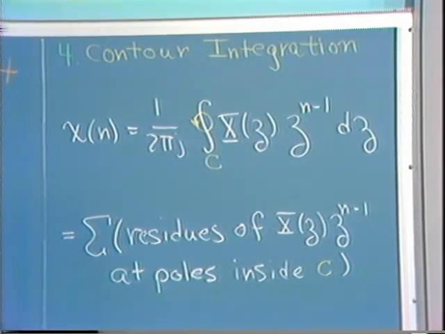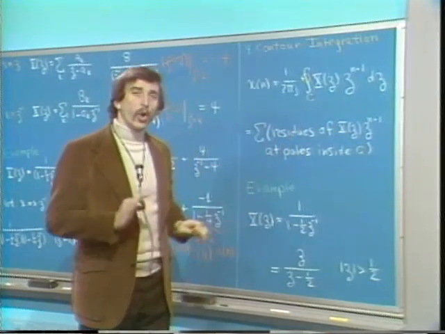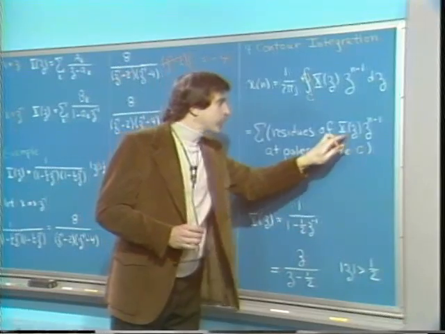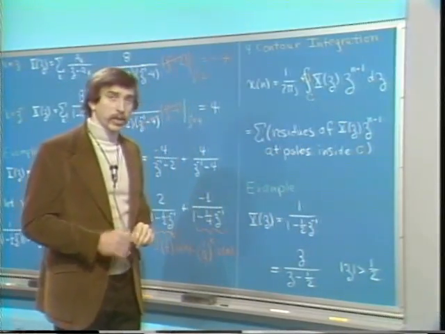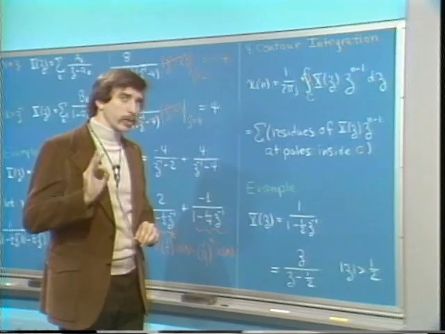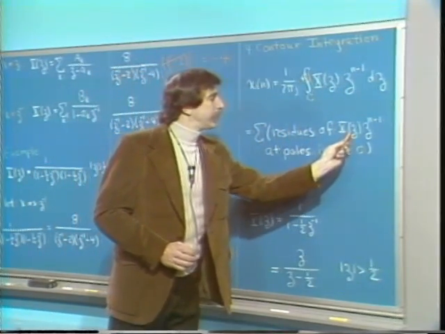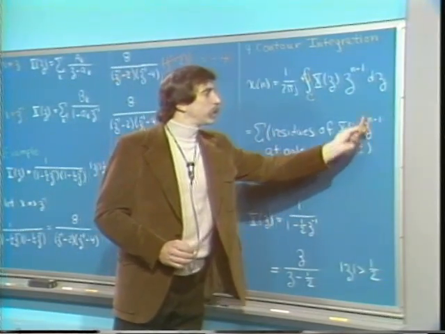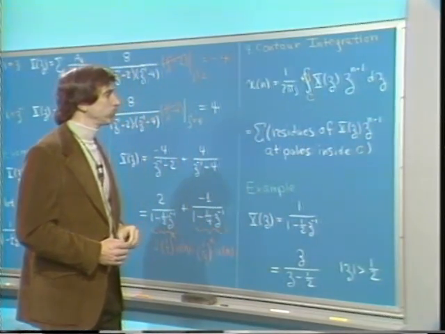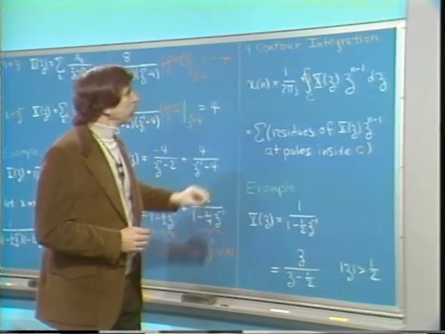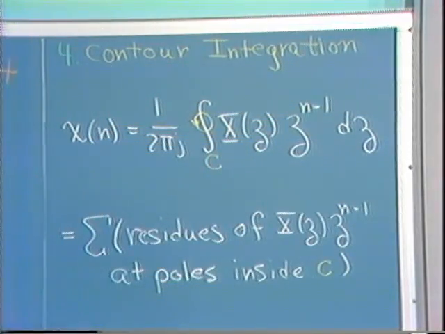The poles of what? The poles not of x of z only, but the poles of the entire integrand, that is, x of z multiplied by z to the n minus 1. Important point, which it's important to keep in mind. The residues that we're looking at are the residues not just of x of z, but of x of z multiplied by z to the n minus 1. Another statement, just tuck it away, is that this is valid for both n greater than 0, n equal to 0, and n less than 0.